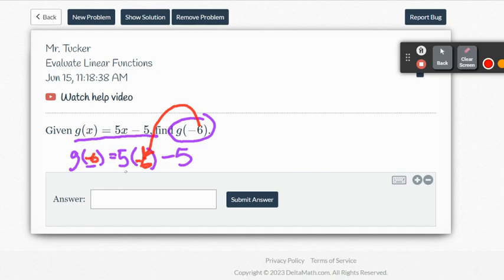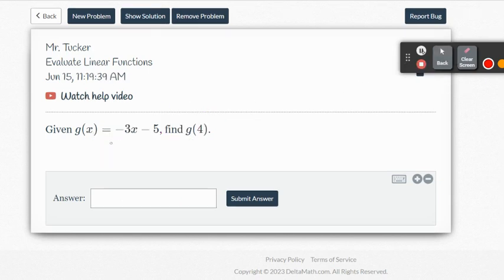So g of -6 is whatever 5 times -6 is. Well, 5 positive times a -6 should get me -30. And then minus 5, you add that together because they're both negative, and you get -35 as your result. That's all we're looking for as the answer in the box.